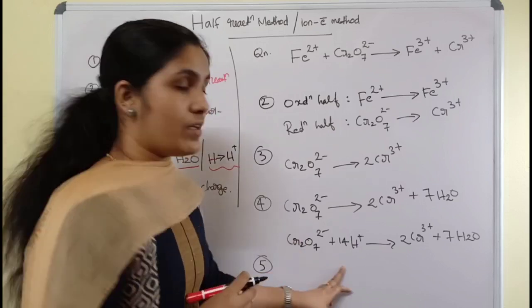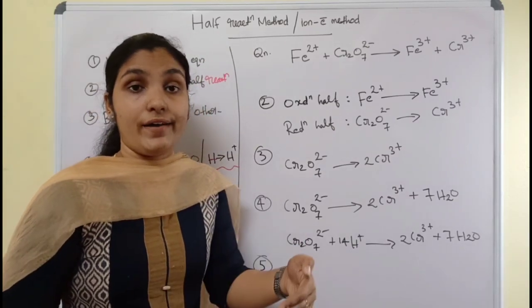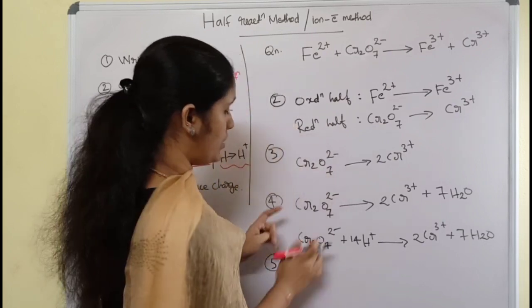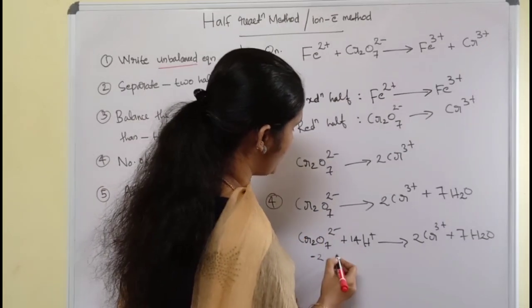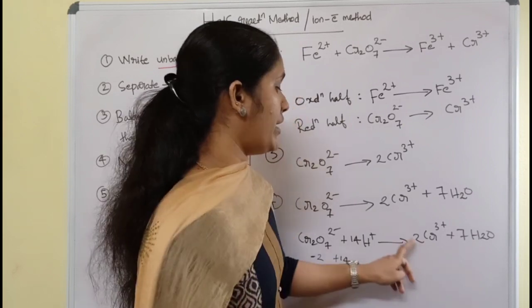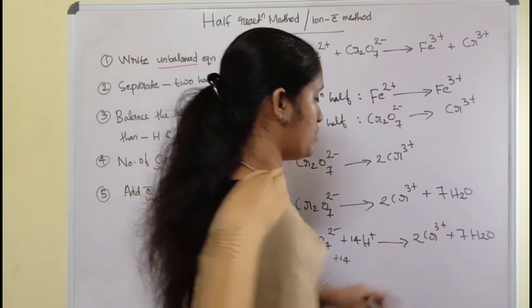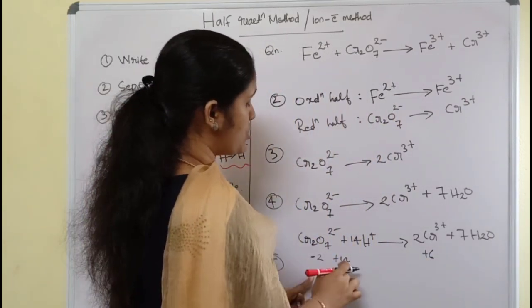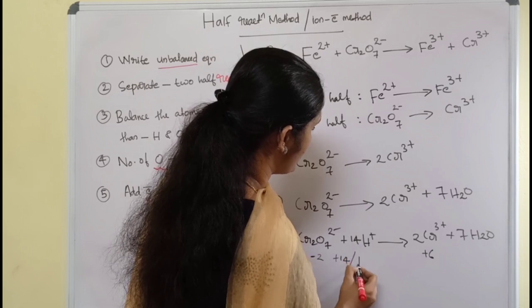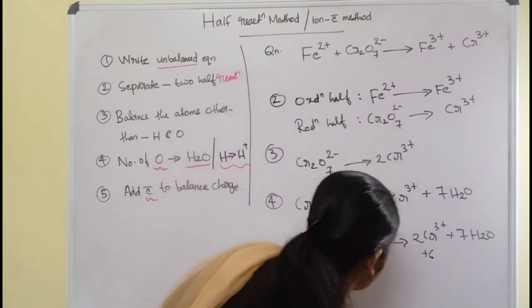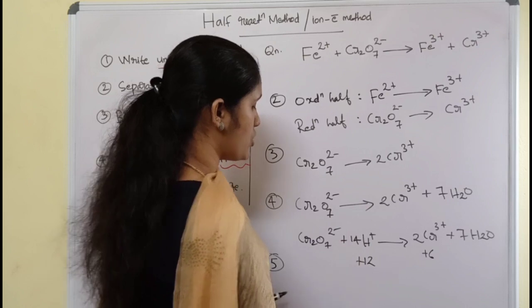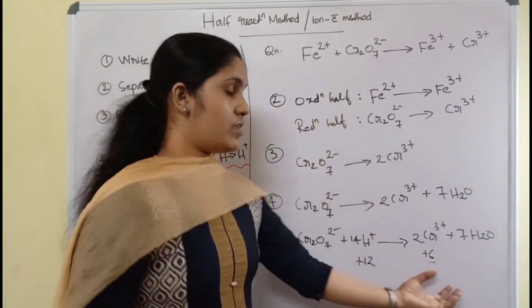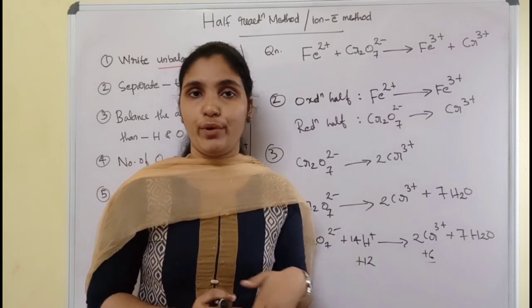Here, let's calculate the charge first to add the number of electrons. So here minus 2 for this compound, and here 14H plus, that is plus 14, and this side 2 into 3 plus, that is plus 6, is the total charge. So here minus 2 and plus 14, the total charge is plus 12. Plus 12 is the total charge on the left side, and on the right side it is plus 6. So we have to make the charges equal by adding a sufficient number of electrons.